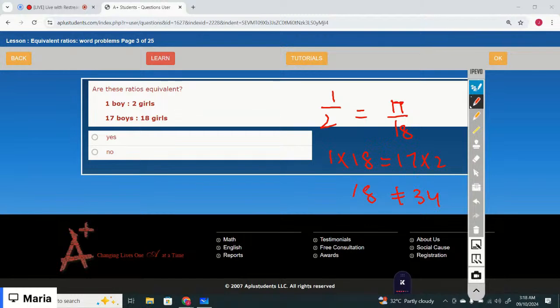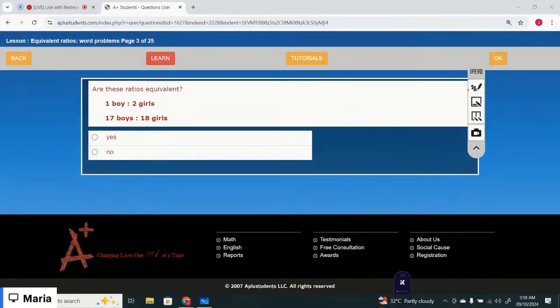The correct option is the ratios are not equivalent, right? So the correct option is no. Got it? No, option number 2 is the correct option.